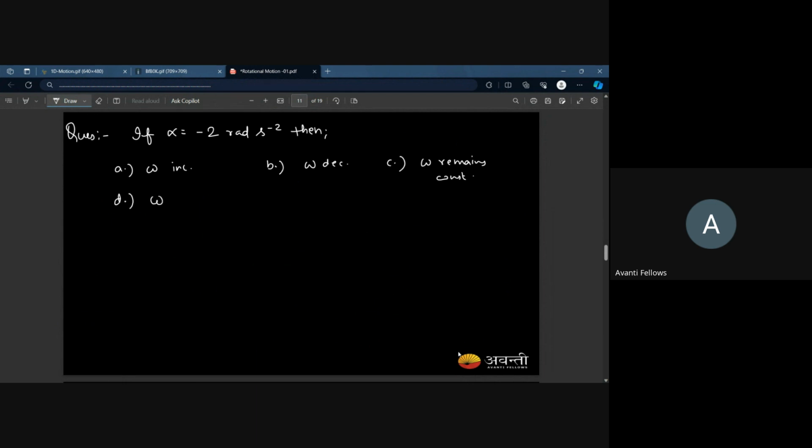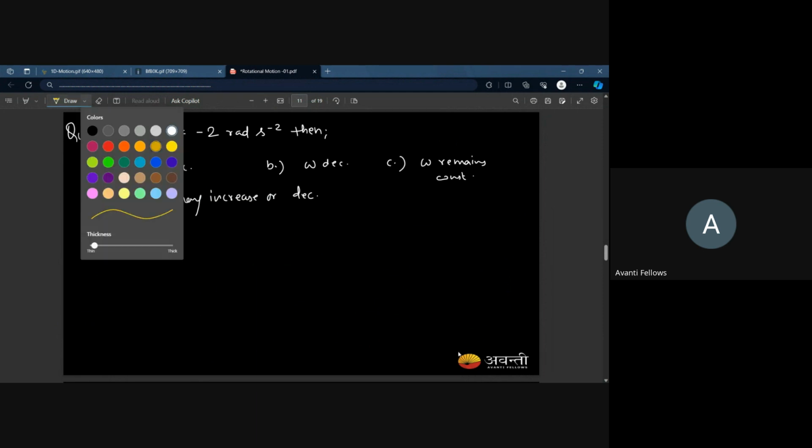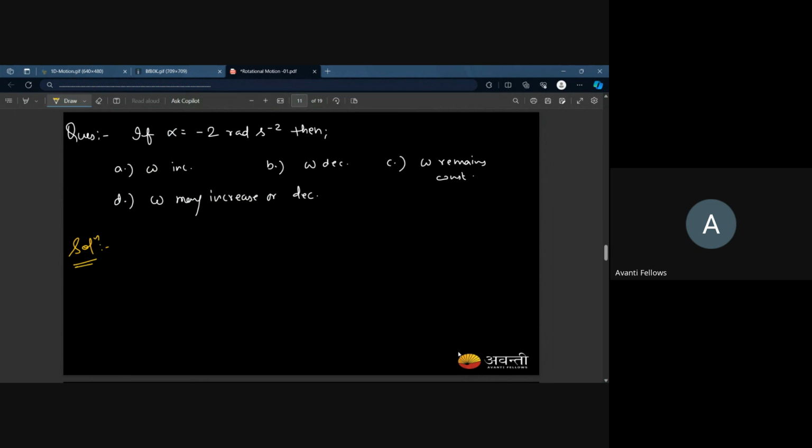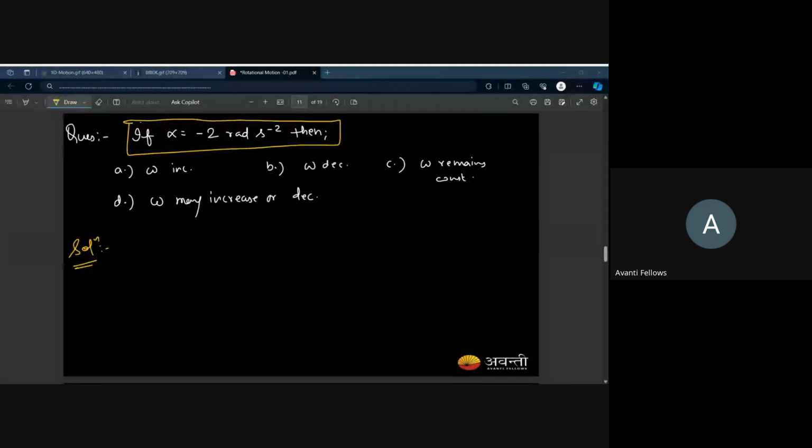Now, there is one question for you. If alpha is equal to minus 2 radian per second squared, then if I gave you the value of alpha, option A, omega increases. Option B, omega decreases. Option C, omega remains constant, right? Or option D, omega may increase or decrease. Tell me, what would be the option? And you have only this one piece of information with you. Okay? Tell me.